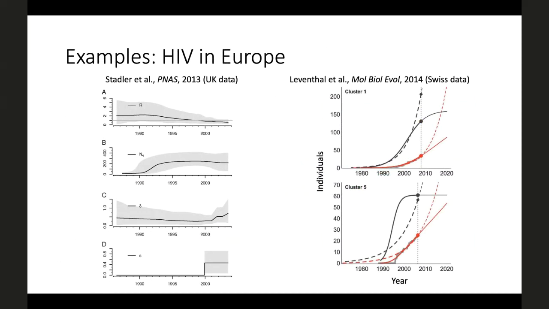On the right, you have some examples from a couple of Swiss clusters, and these are trajectories in red of the number of sampled individuals, and in black the number of inferred individuals in the whole population, according to a couple of different models of mixing, which are the red and the dotted and dashed lines.